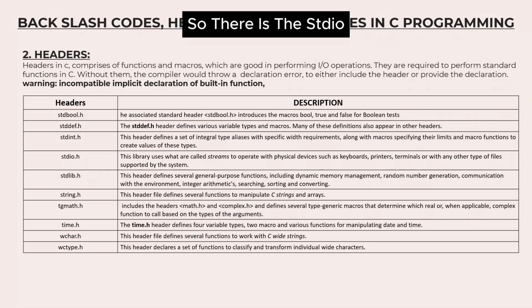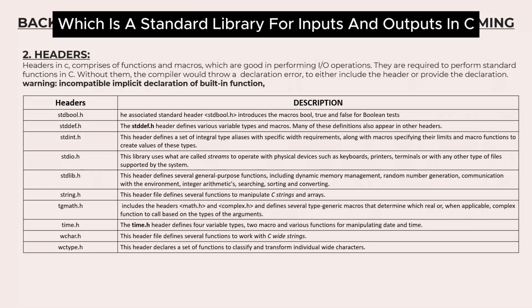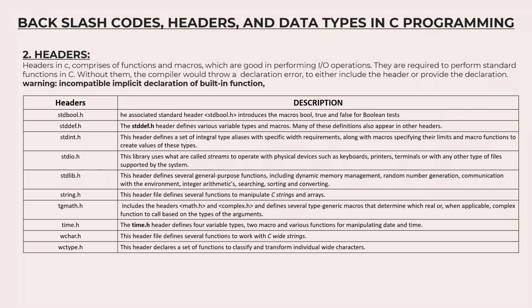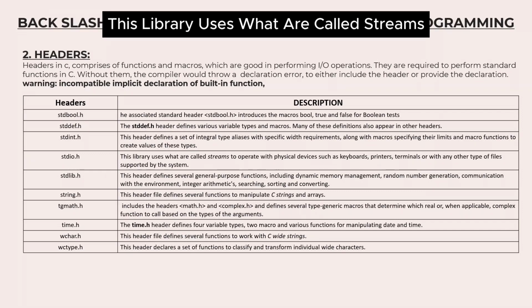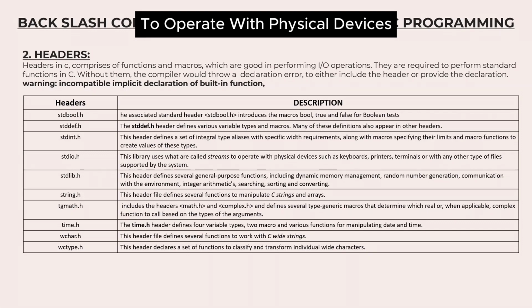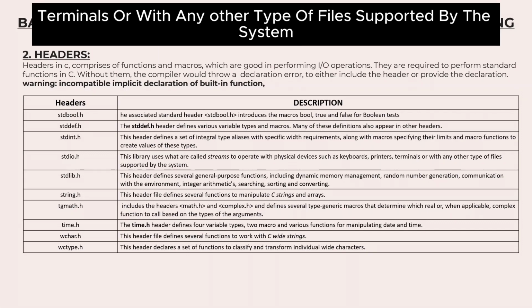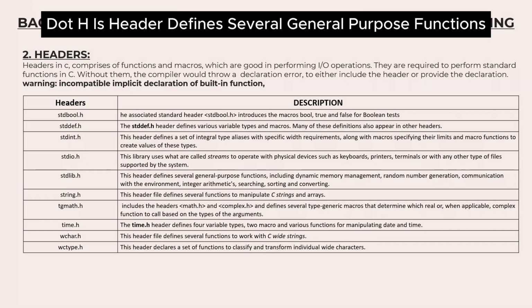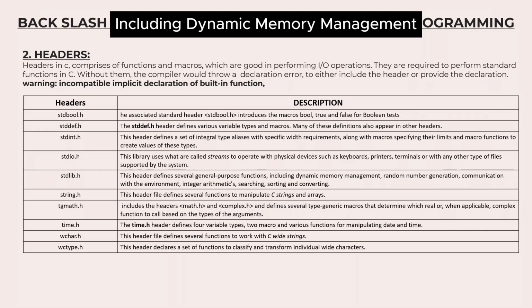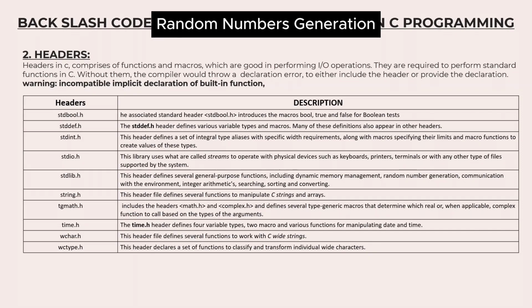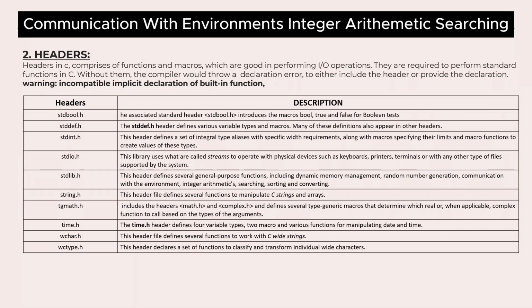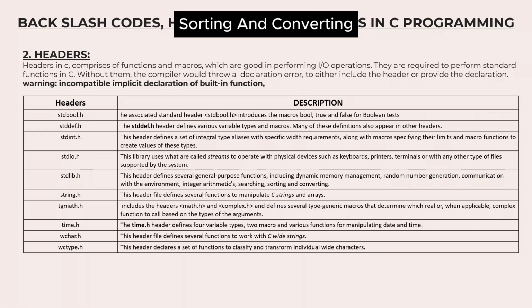So there is the stdio.h, which is a standard library for input and output in C. This library uses what are called streams to operate with physical devices such as keyboards, printers, terminals, or with any other type of files supported by the system. For the stdlib.h, this header defines several general-purpose functions, including dynamic memory management, random number generation, communication with the environment, integer arithmetic, searching, sorting, and converting.